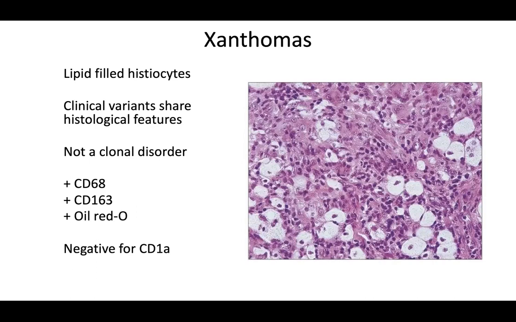It's not a clonal disorder, so these are not considered neoplastic. If you were to do immunohistochemistry on these cells, you would find that they're CD68 positive as well as CD163 positive. CD163 is thought to be a little bit more specific than CD68 when it comes to marking histiocytes. Oil red O is a special stain that will actually highlight the lipid content, so it's positive for that. And it's negative for CD1a. Again, why is it negative for CD1a? Because it's not a Langerhans cell process. It's just a general macrophage slash histiocyte process.